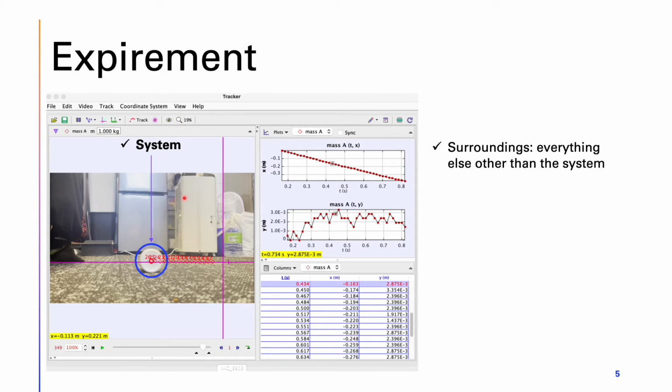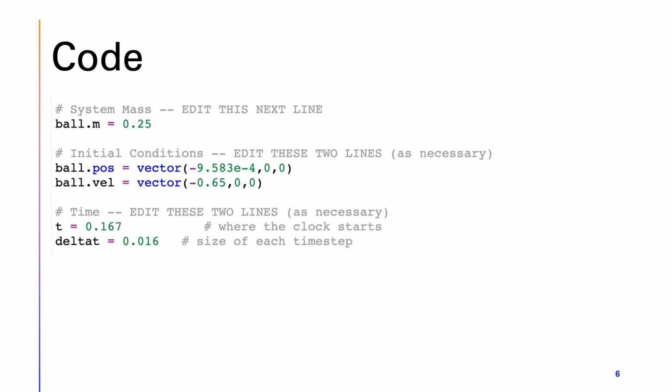I use Tracker to set the axis of the object's motion, and I use the motion tracker to plot the position versus time graph. I set the initial position of the object at the origin, and then I use the data from Tracker to calculate the average velocity of the object, using the change in position over time for the first frame of the video. This velocity is what I use in GlowScript since we know the velocity will be constant. So this is the first section of code for the system and initial conditions.